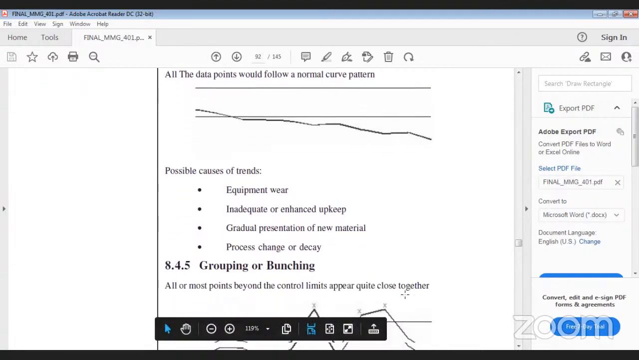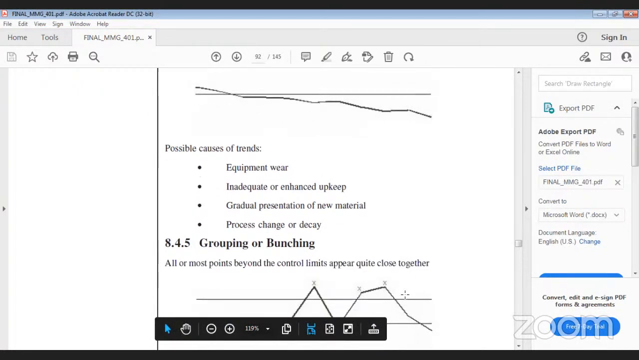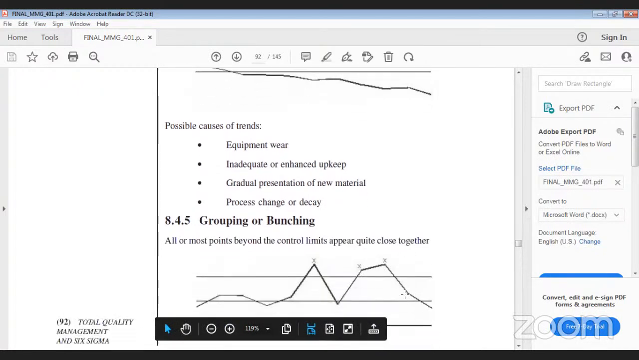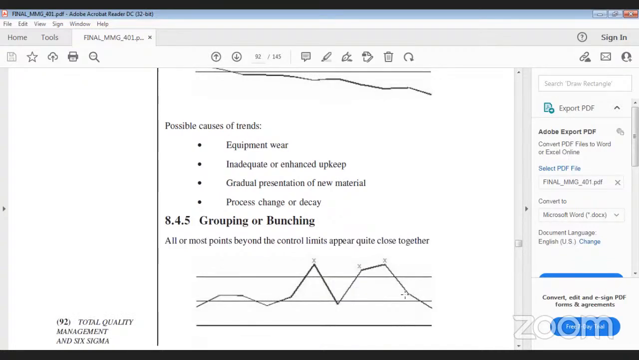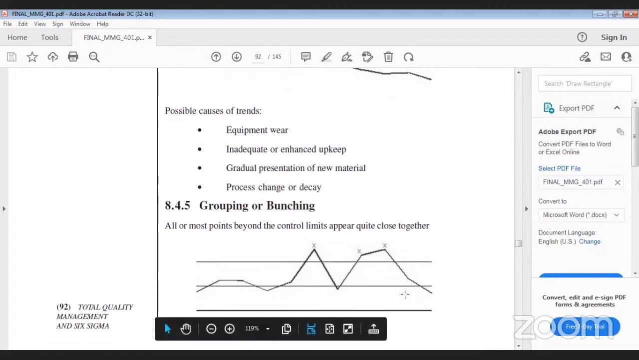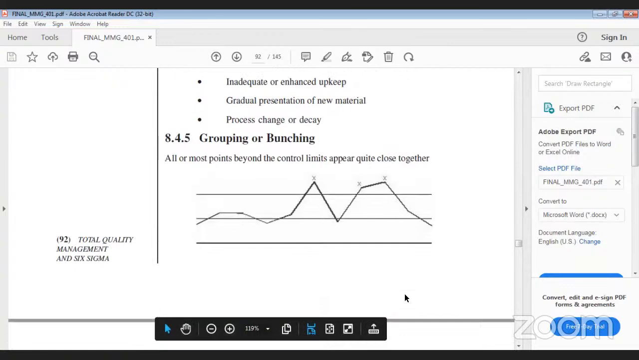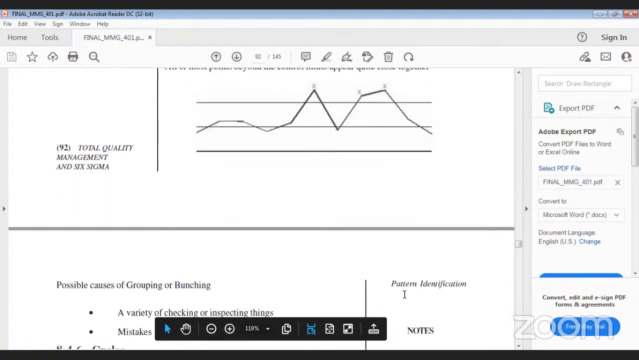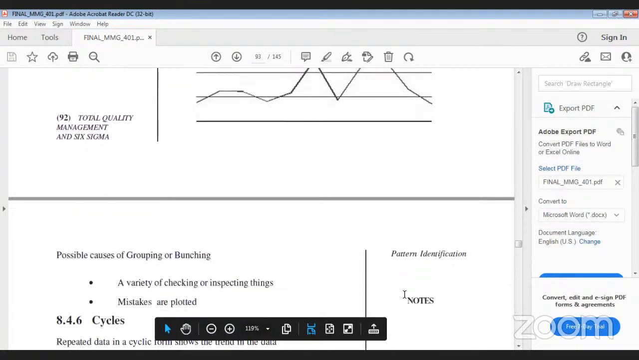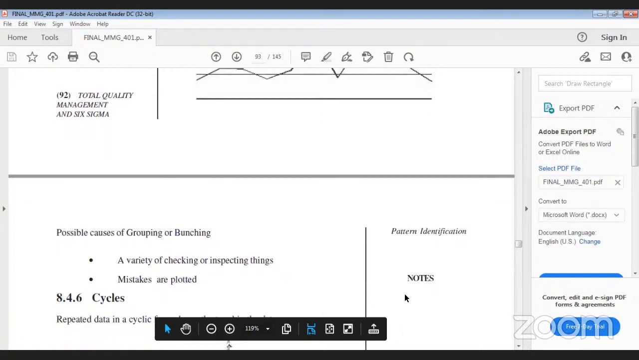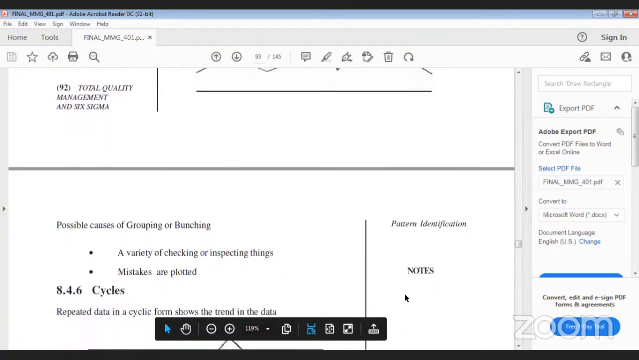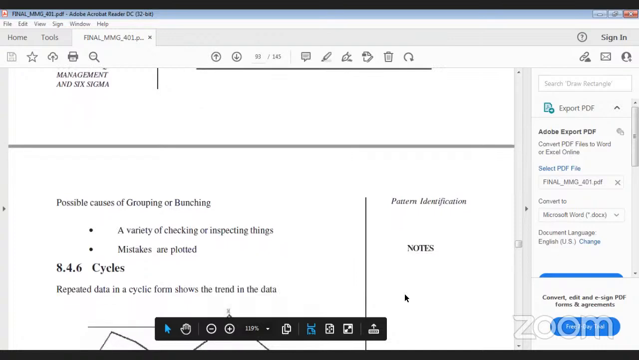Then grouping or bunching here. In most cases, most of the points beyond the control limit appear quite close together here. These are the points that must be here. Possible causes for the grouping or bunching are given here. Those causes are of two types: a variety of checking and inspecting things, and mistakes are pointed out here.